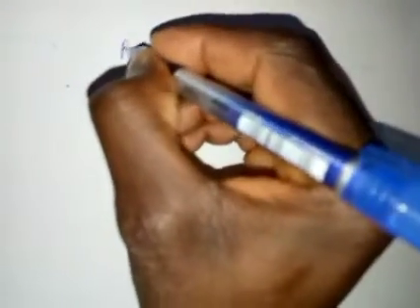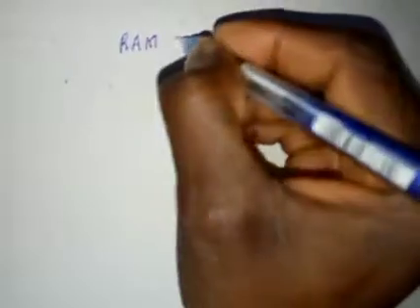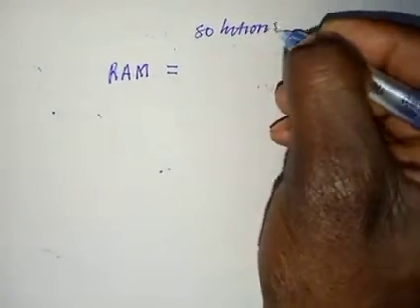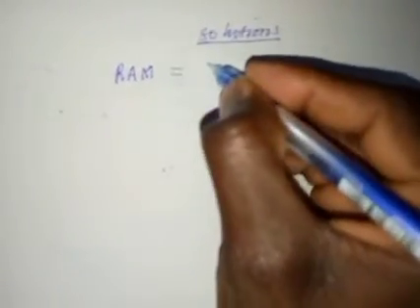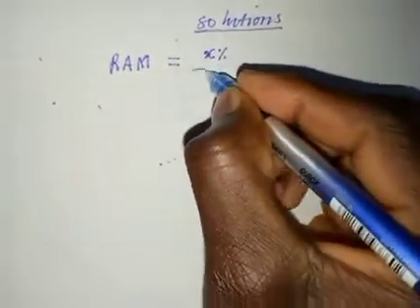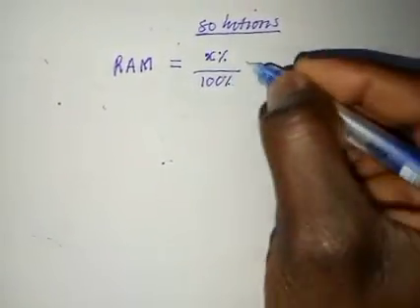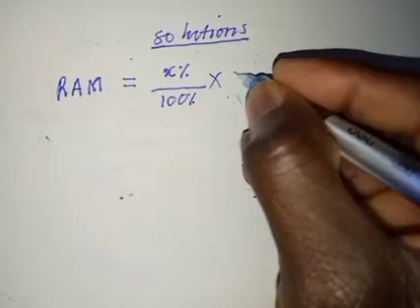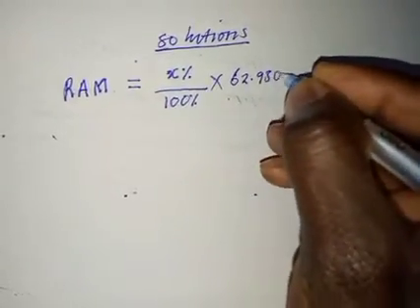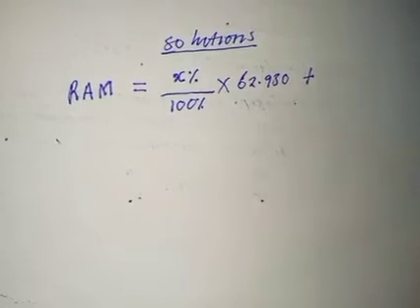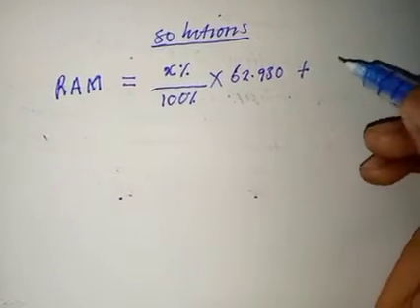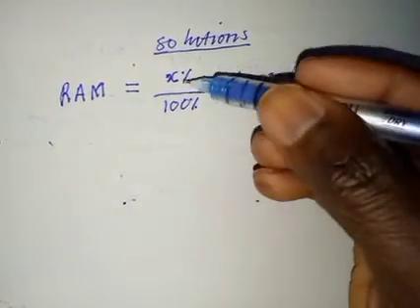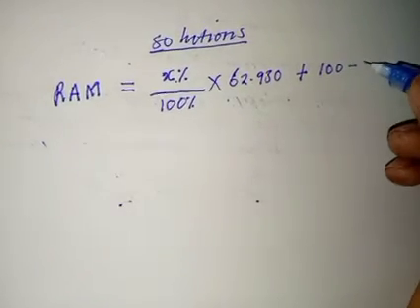I know that you are going to use this formula. The relative atomic mass must be equal to, so these are the solutions. For the relative atomic mass, I must have the relative abundance of the first isotope divided by 100% multiplied by its mass, in this case 62.930. Then you say plus. Since we have two different isotopes, to find the percentage of the second one, you say 100% minus the percentage of this. Hence, you get the percentage of the second one.